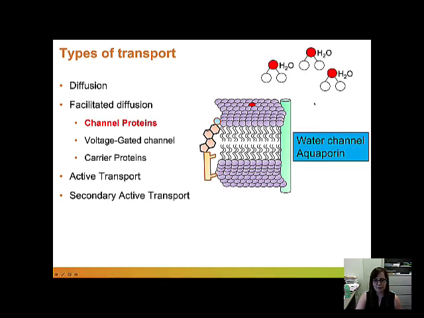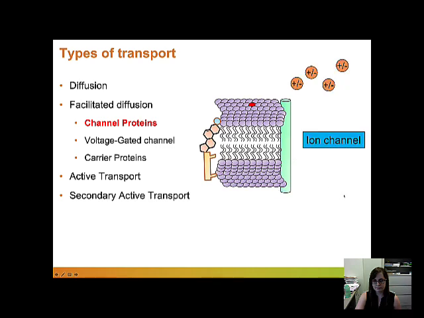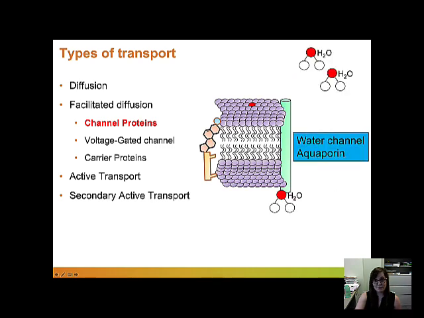Okay, so let's talk about our first example of a channel protein called aquaporin. And aquaporin is a water channel, okay? So what this means is that this protein has a pore, and it's specific only for water, and water will move from areas of high concentration to low concentration through the channel. Okay, so that's an example of a channel protein called aquaporin. This is different than the movement of water by osmosis, right? Because osmosis is going just through the membrane, and in aquaporin, it's going through a specific channel.